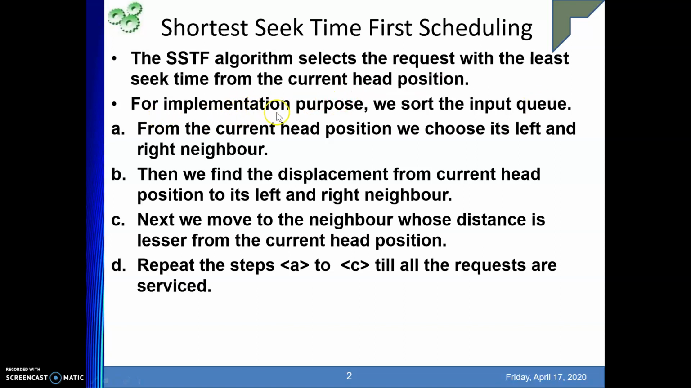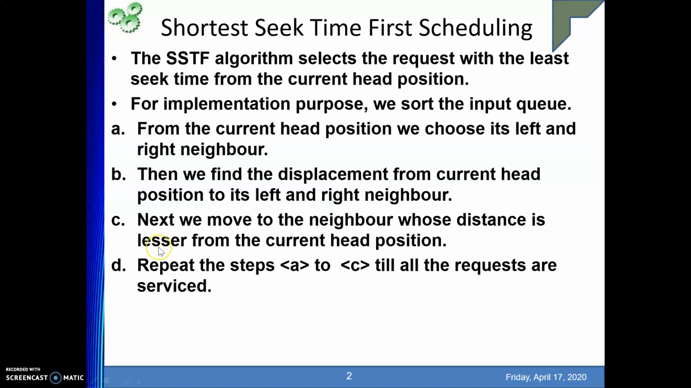So for implementation purposes, we sort the input queue. Whatever requests are coming, we will sort them. Then we'll be given one current head position. From that current head position, we'll choose its left and right neighbor in the sorted queue. Then we find the displacement from the current head position to its left and right neighbor. Then next we'll move to the neighbor whose distance is lesser. Suppose left is lesser, then we'll move to left. If right is lesser, we'll move to right.